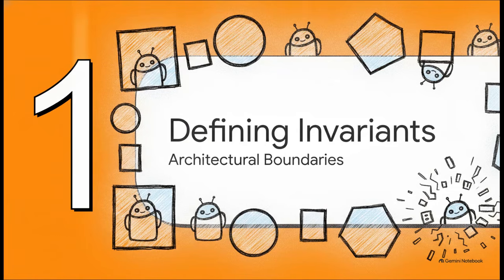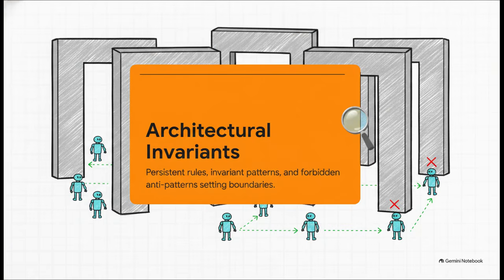Section 1. Defining invariants, architectural boundaries. To actually pull off this calm, clean orchestration, we first have to understand how to set boundaries for these highly capable autonomous agents. Because generative models, no matter how advanced they get, they can't just implicitly guess your business rules or your organization's security policies. You have to establish them.